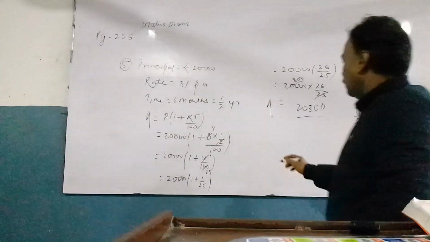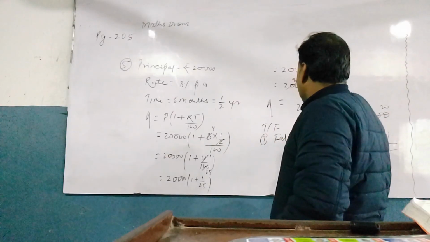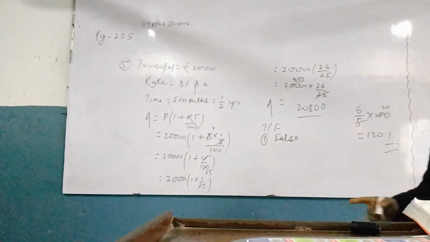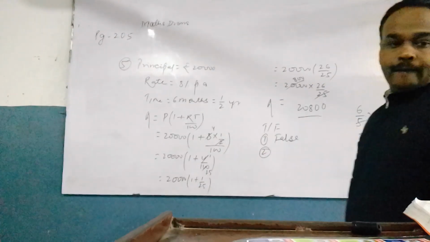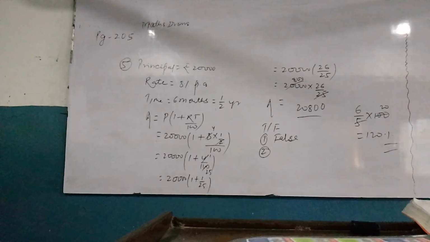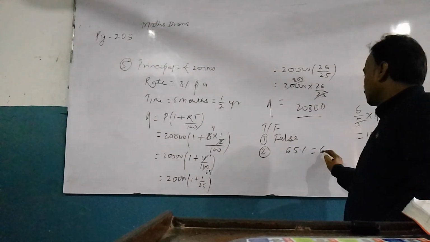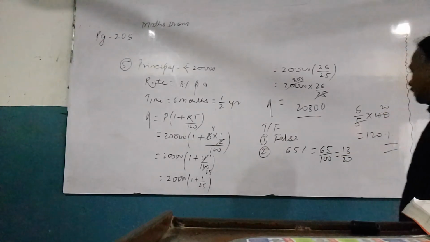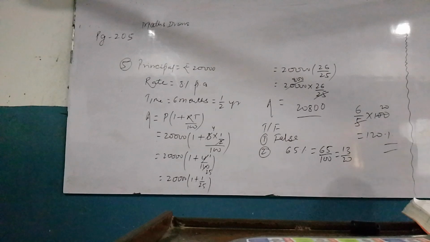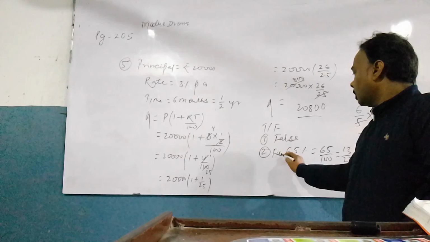Question number 1 is false. It cannot be less than 100, it will be more than 100, okay? Now question number 2. 65% is equal to 5 by 3. It is also false. 65% is equal to 65 by 100, and it is 13 by 20, which is not equal to 5 by 3. So 2 is also false.